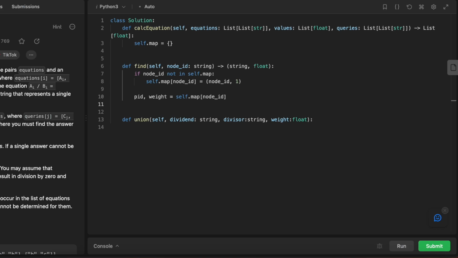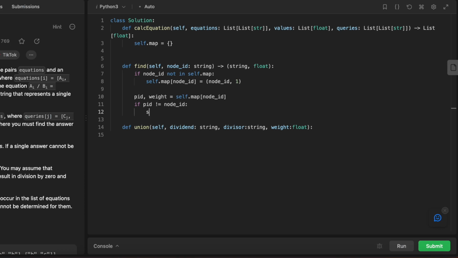So let's check if the parent of the node is the node itself. If it is not, then we will call the find function to find out what is the root parent of the current node. Here we call the find function, passing the parent ID, to find out the parent ID of the parent ID, so that is the grandparent ID of the node ID. What it returns is the root parent ID and the parent weight.